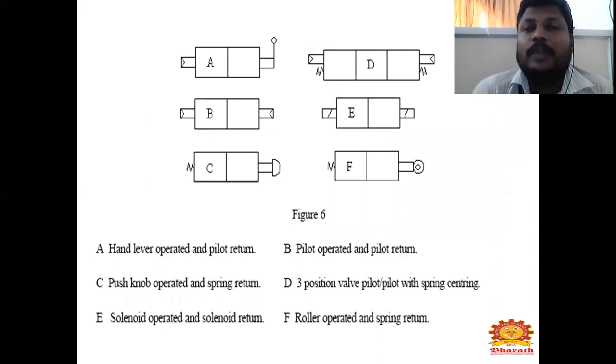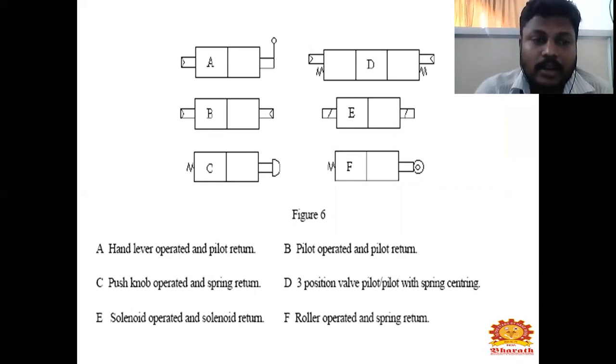And this one, if a directional control valve is there, it means you need an operator to operate it. First one, you can see A, B, C, D, E, F. What is A? That is a hand lever operated line. And the next one is your push knob operated with the spring.